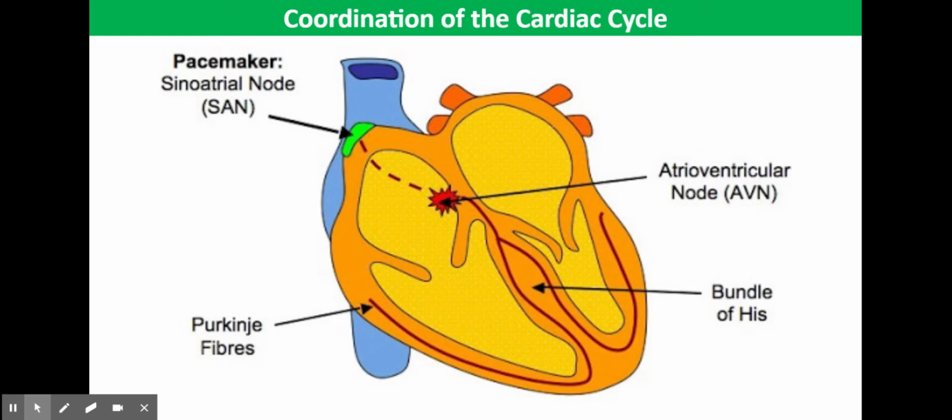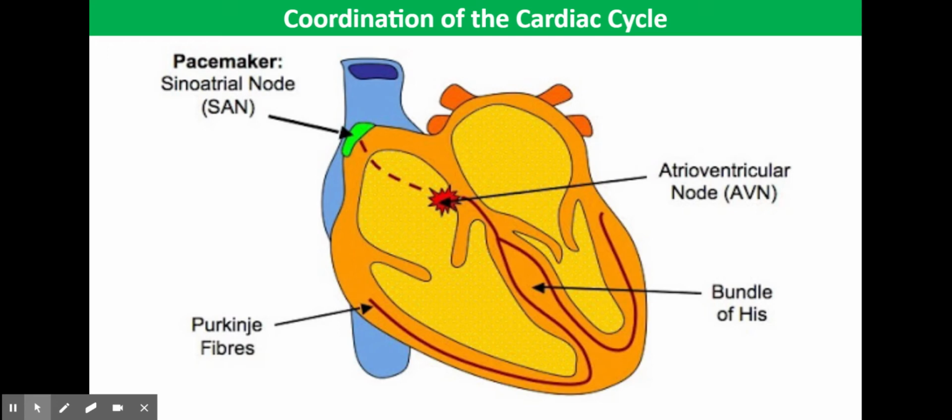At the top of the interventricular septum, which is the septum separating the two ventricles, is another really important node called the atrioventricular node, or the AVN. This is the only route that can conduct the wave of excitation through to the ventricles. The wave of excitation is delayed at the atrioventricular node. This allows time for the atria to finish contracting and for the blood to flow down into the ventricles before they begin to contract.